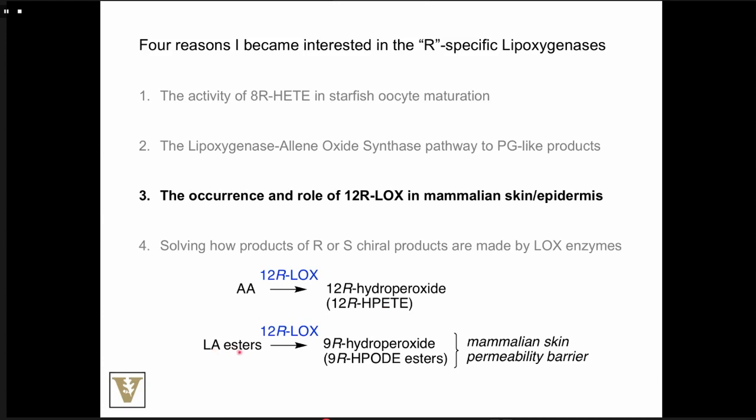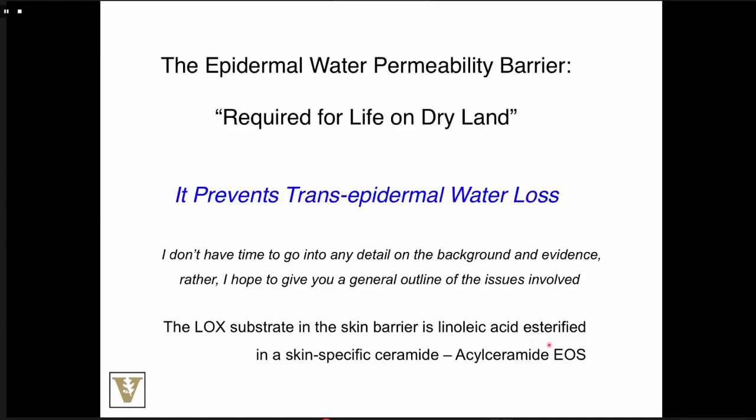But actually in the skin barrier story, the substrate is a linoleic acid ester. Actually, linoleic acid, the free acid, isn't even a substrate for the enzyme. But the linoleic esters work, and they form the 9R hydroperoxide of those esters, or the 9R-HPODE esters. These are the things that control the mammalian skin permeability barrier. It's one of the controls anyway.